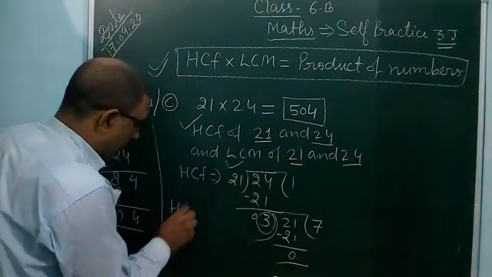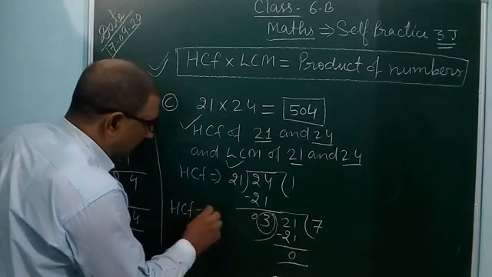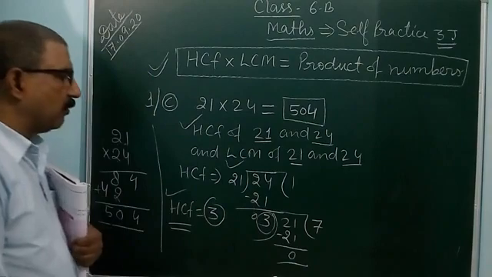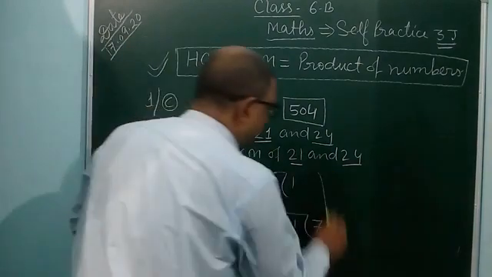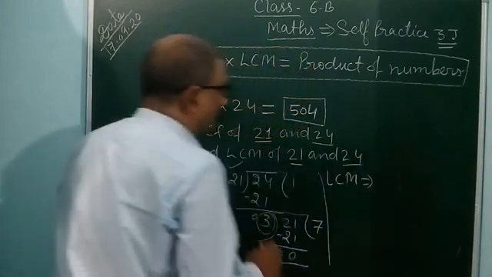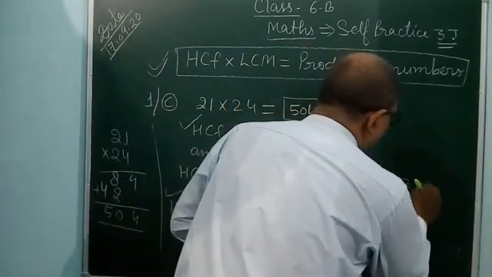So SCF is equal to 3. First you got the SCF, and second you get the LCM of the numbers. So LCM of 24 and 21.